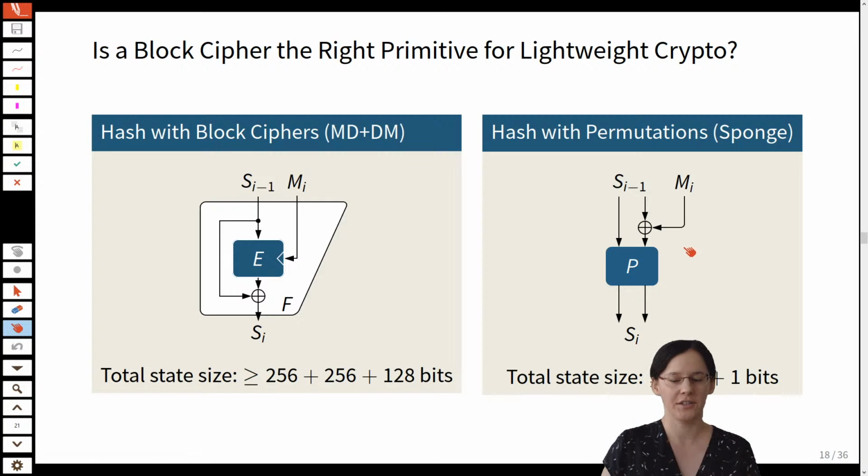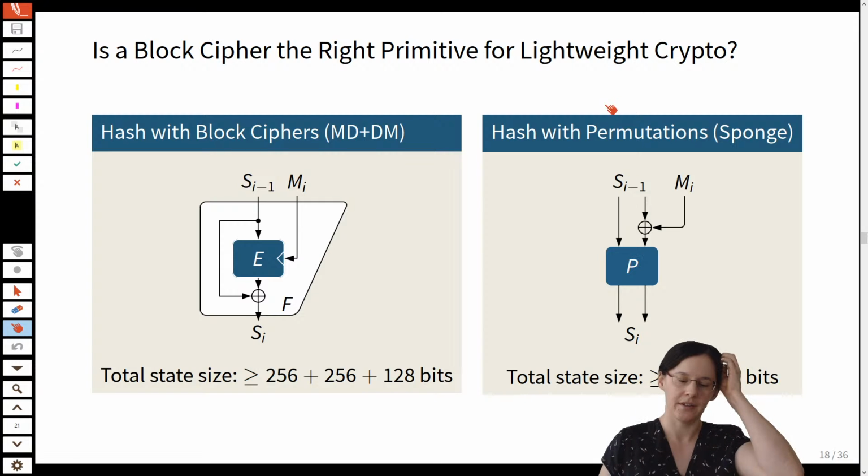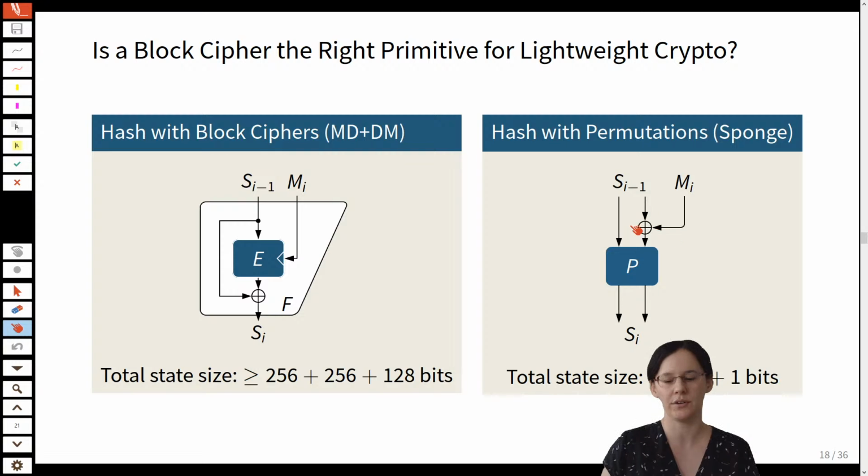However, this approach can be scaled down quite a bit. This is because the requirements for the state sizes are only the following. How this works is to absorb each message block, you simply XOR it to a part of the chaining value. You apply the permutation and then go on to the next message block. And at the end, you truncate a part of this state to make it non-invertible. So instead of a feed-forward, you use truncation for non-invertibility.